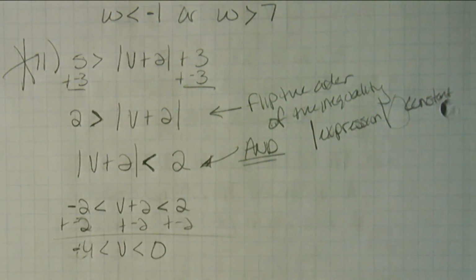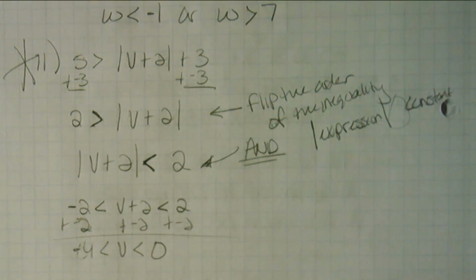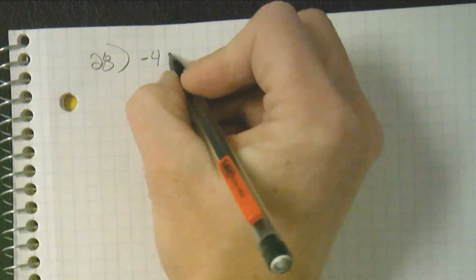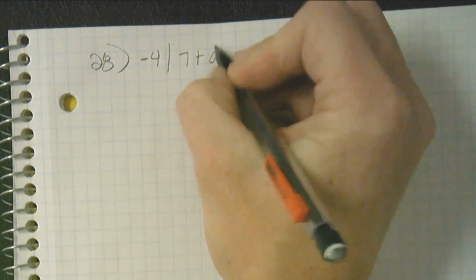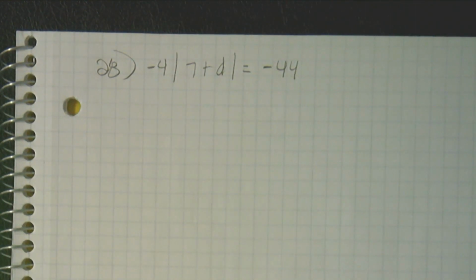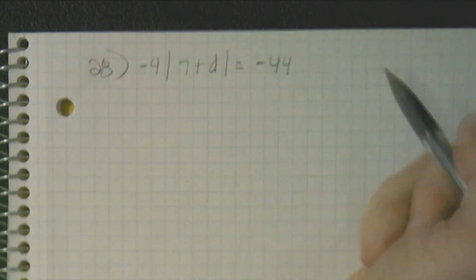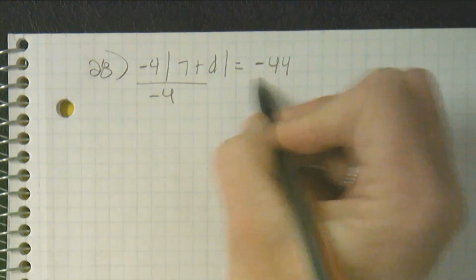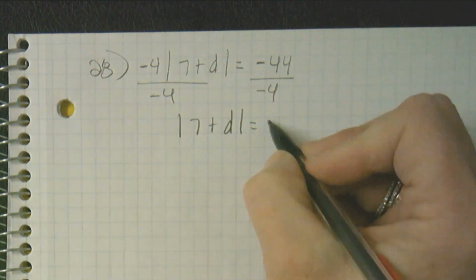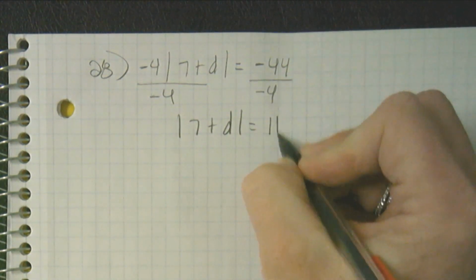Yep. Who needs to see what's up there? All right, let's take a look at number 28. All right, 28 is an absolute value equation. So I have -4 times the absolute value of 7 plus d is equal to -44. So Charlotte, for me to solve this, what do I have to start with? Yep, I need to divide everything by -4. Remember, I need the absolute value term completely alone. So this is going to be the absolute value of 7 plus d is equal to 11.